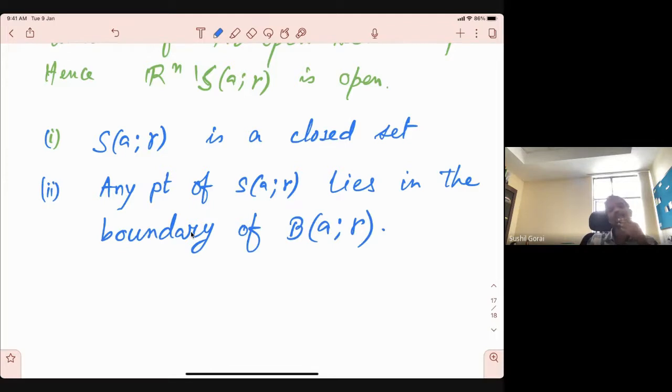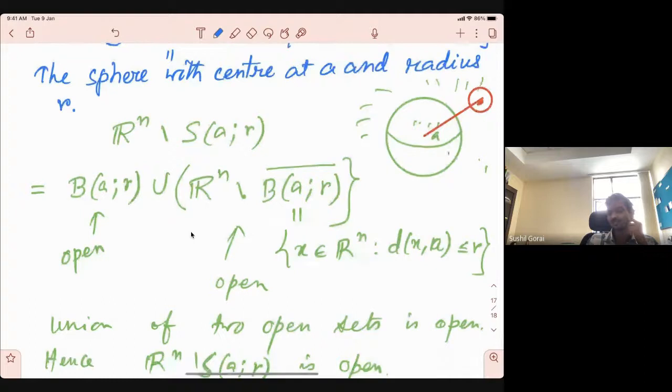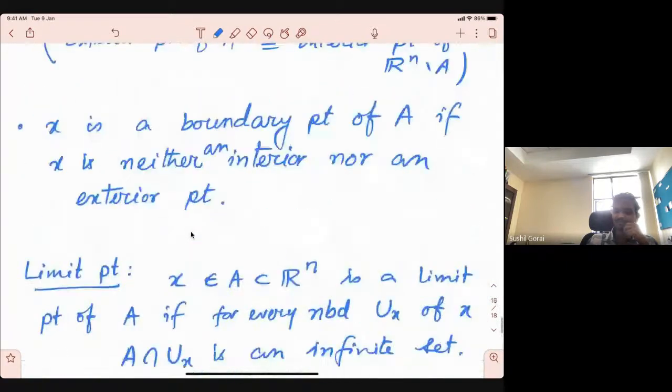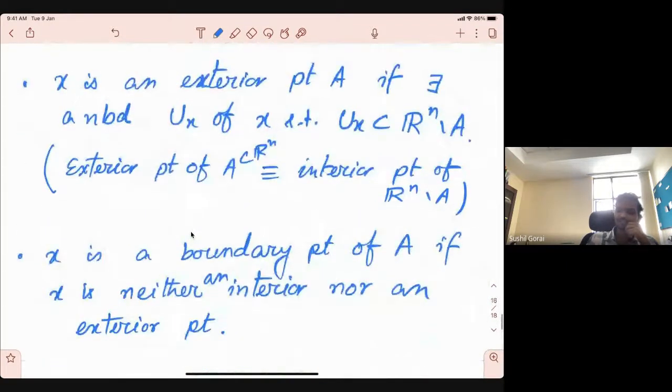Right? How do you see it? Yeah, look at the picture. This point is a boundary point of this one. So what was the definition of boundary point? It was neither an interior point nor an exterior point, which is neither an interior point of the set nor an interior point of the complement.